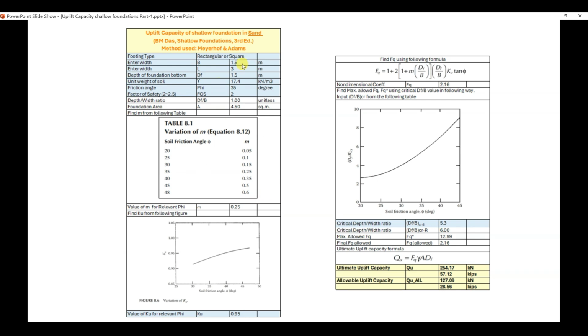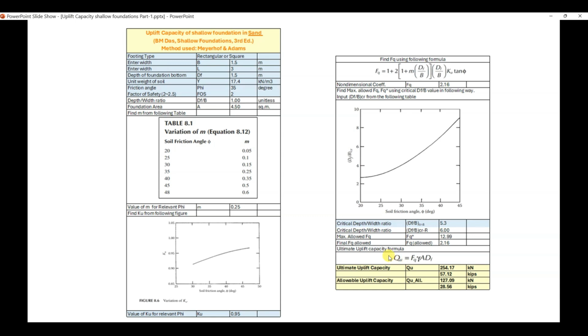So I have made a spreadsheet to calculate the uplift capacity of shallow foundation in sand based on the Meyerhof and Adams procedure. So I have width of the foundation, length of the foundation, Df, foundation depth, gamma, phi, and factor of safety is 2 here. Df over B equals 1 in my example. A equals 4.5 meter squared.